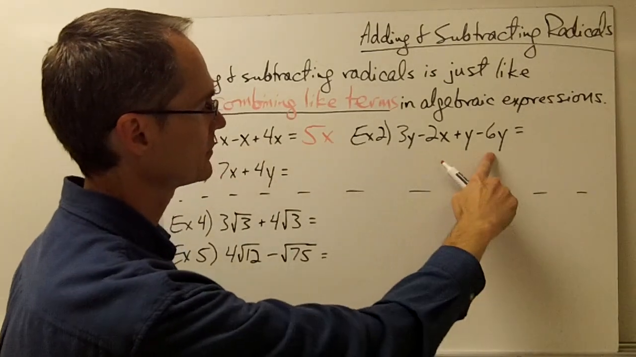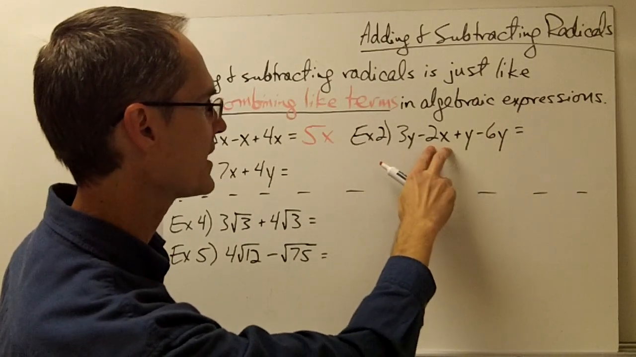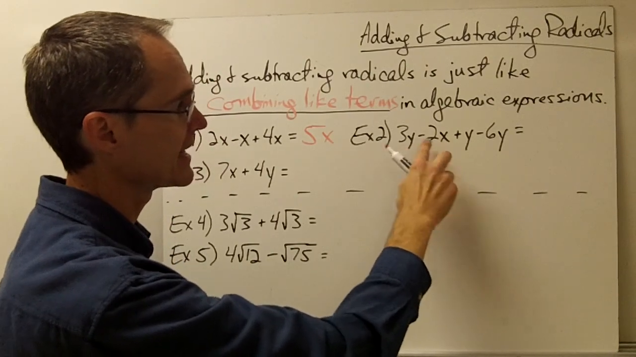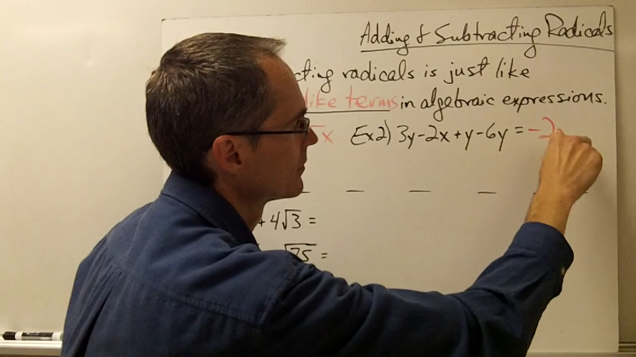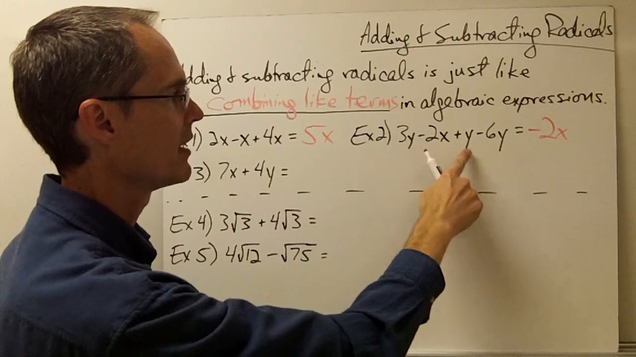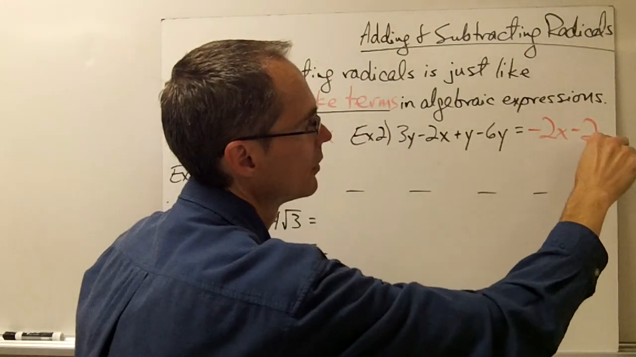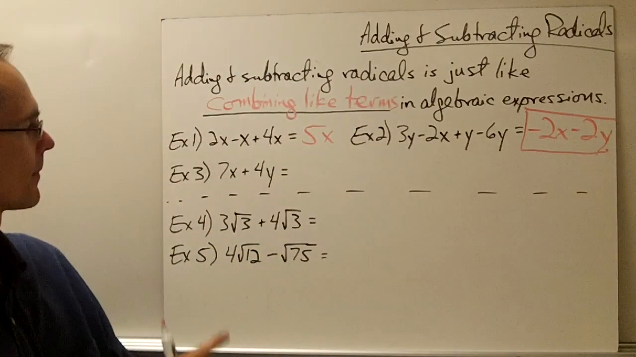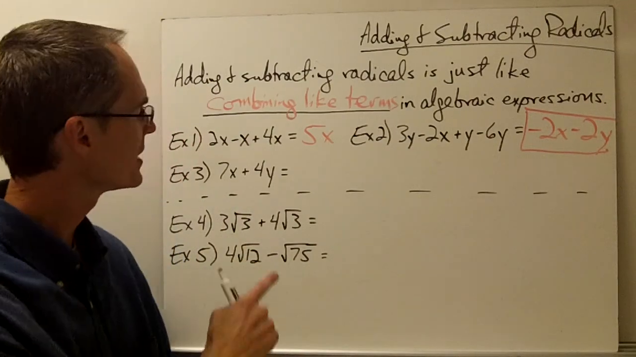Here's another algebraic expression where we want to combine like terms. Now here I have some x terms and some y terms, and since I only have this one term that has an x in it, it won't combine with anything else. So this just stays the same, negative 2x. The y terms, however, I can combine. 3y plus y is 4y. 4y minus 6y would give me negative 2y. So negative 2x minus 2y.